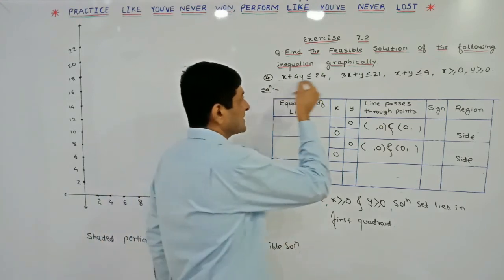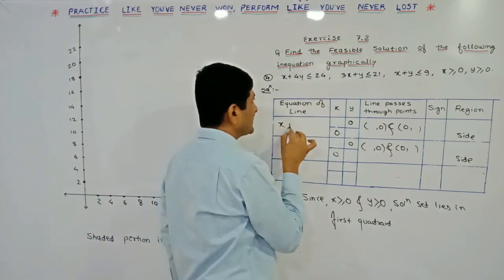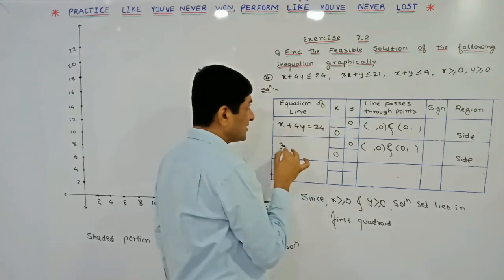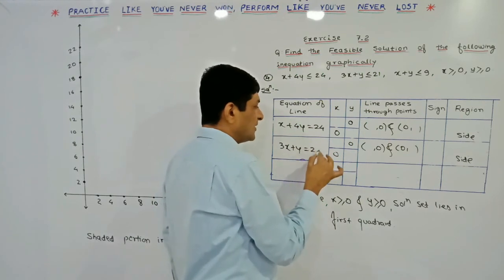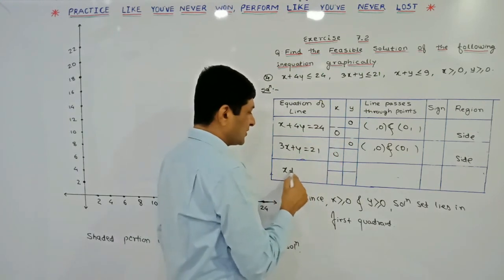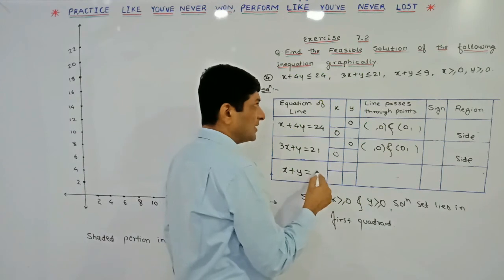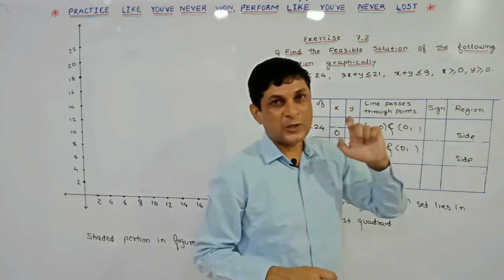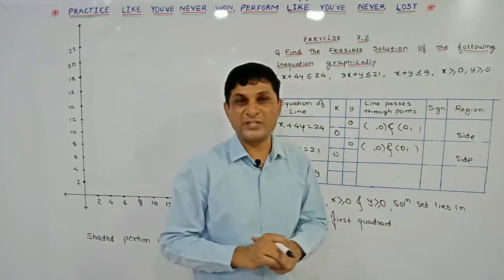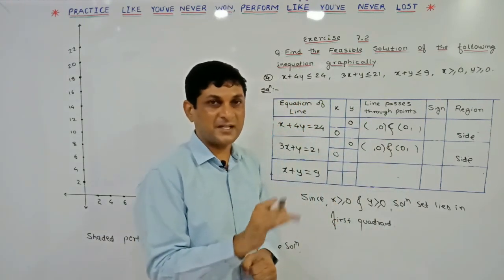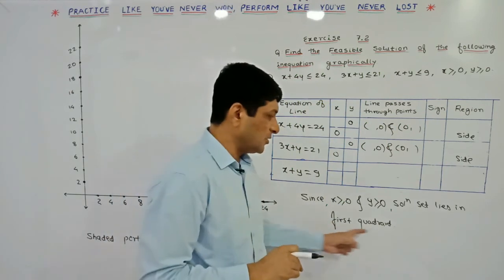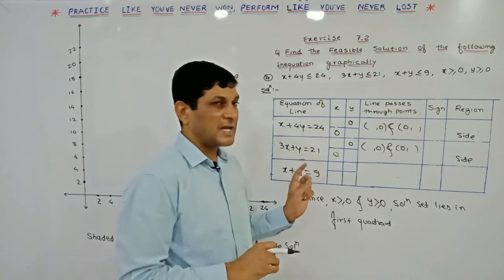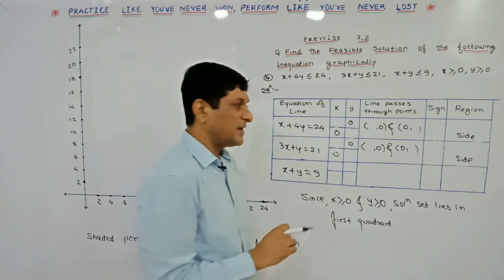So from the first constraint, what is the equation of the first line? x + 4y = 24. The second line is 3x + y = 21, and the last line, the fourth line, is x + y = 9. And here x is greater than or equal to 0 and y is greater than or equal to 0. It means that if non-negative constraints are given in an example, we can conclude that our solution set lies in what? The first quadrant.